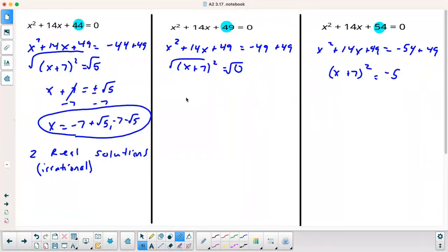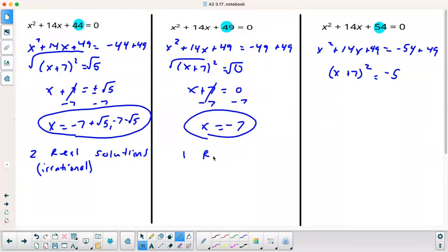Same idea here, square root both sides. X plus 7 equals 0. So this I can subtract. 0 minus 7 is negative 7. So I have one real solution. And this is rational because it's not a radical that you can't simplify. So I'll just write here, this is called rational because it's not a radical that can't be simplified.